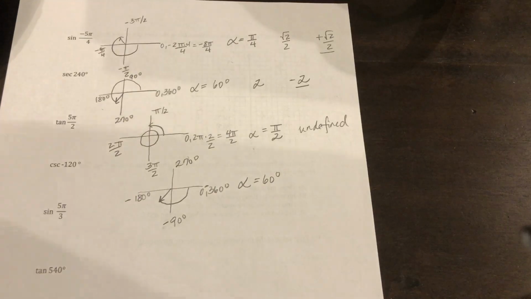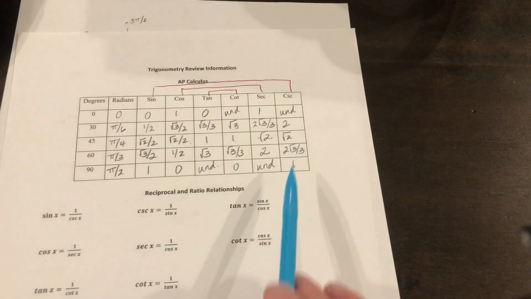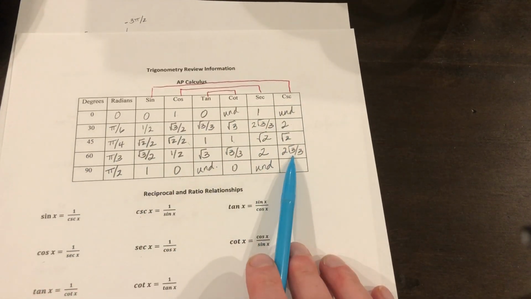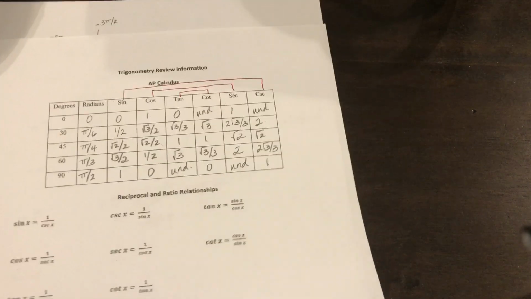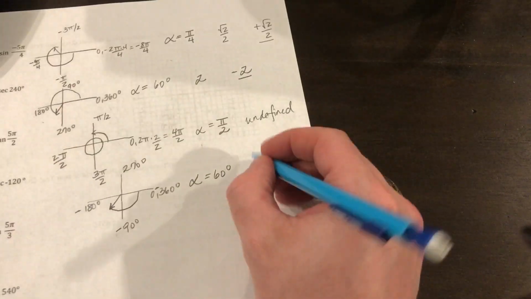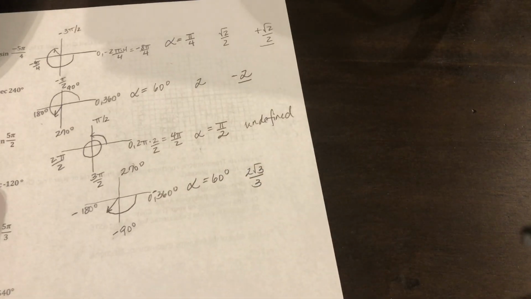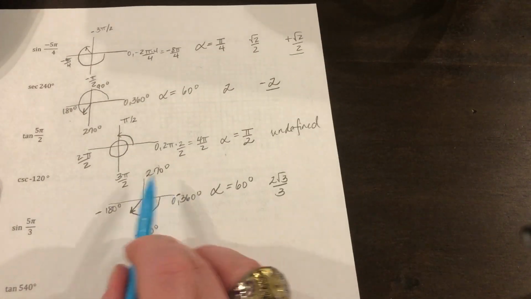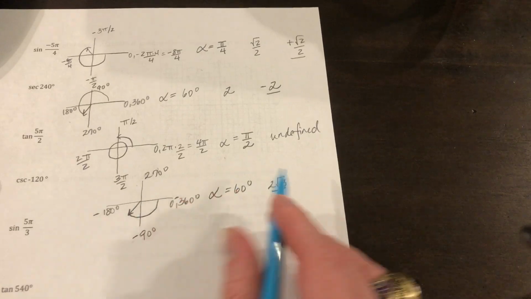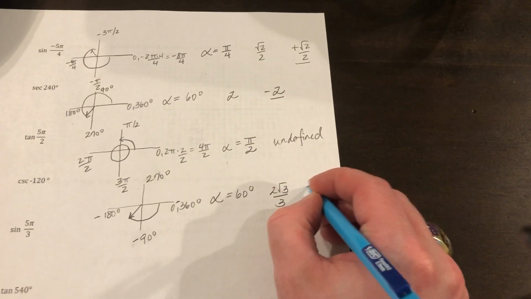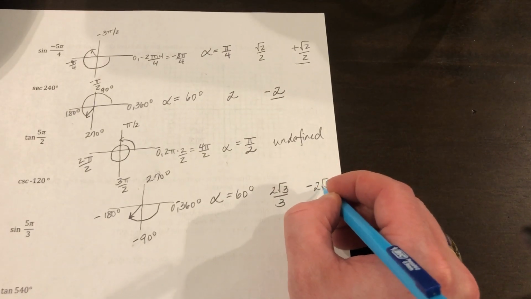Cosecant of 60 degrees. We're going to go read from our trig chart. Cosecant of 60 degrees is 2 square roots of 3 over 3. And we are in quadrant 3, so all strippers take. Okay, it's not tangent or cotangent, so it's negative.